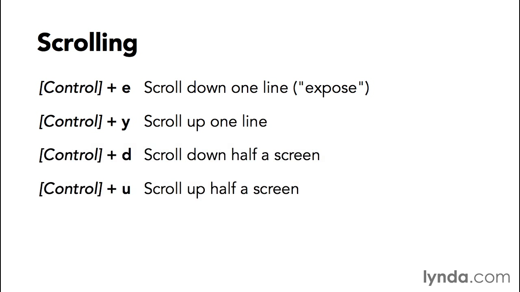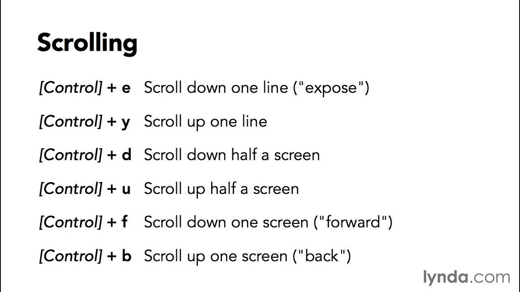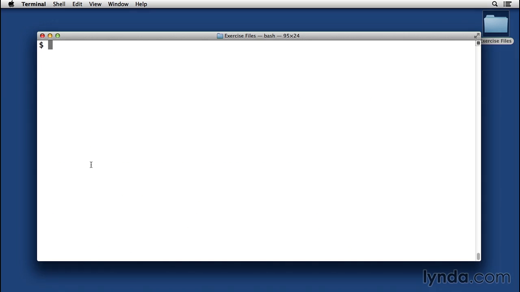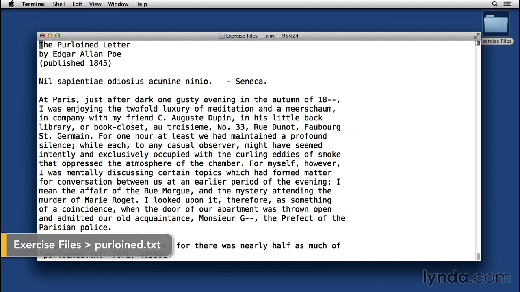You can use Control-D and U to scroll down or up by half a screen full. And you can use Control-F and Control-B to scroll forward and back by a full screen full. Let me demonstrate those. So let's go to our Purloined Letter file.